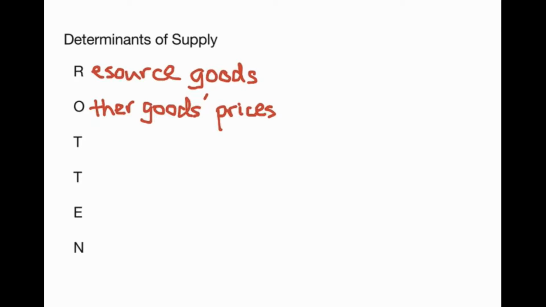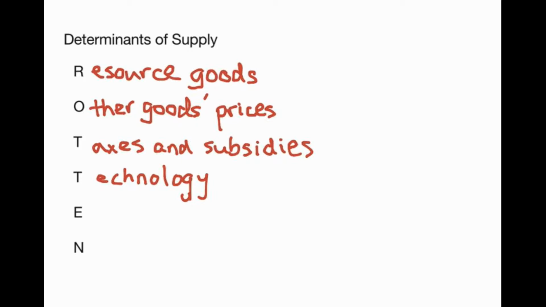There are many factors that can affect the supply of a product. These are known as determinants of supply. This can be easily remembered as ROTTEN, which stands for resource goods, other goods prices, taxes and subsidies, technology, future expectations, and number of sellers.